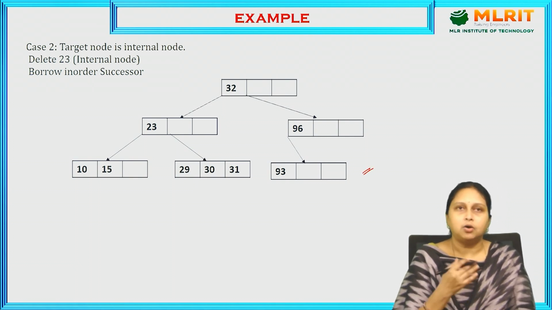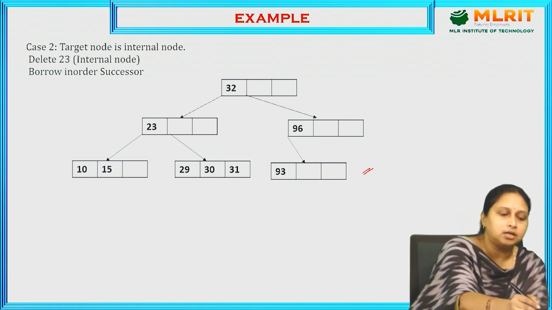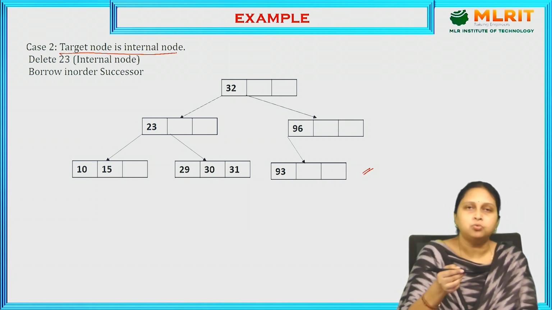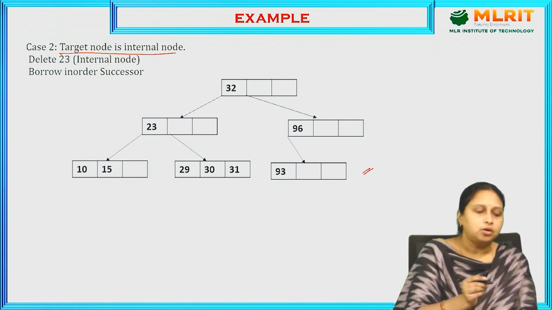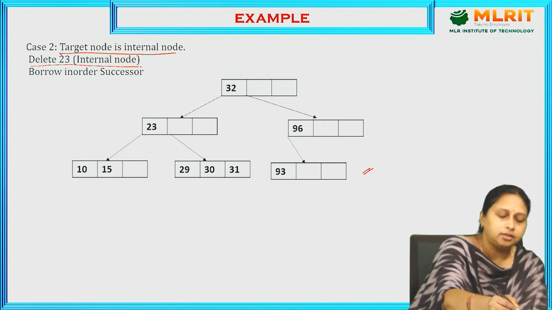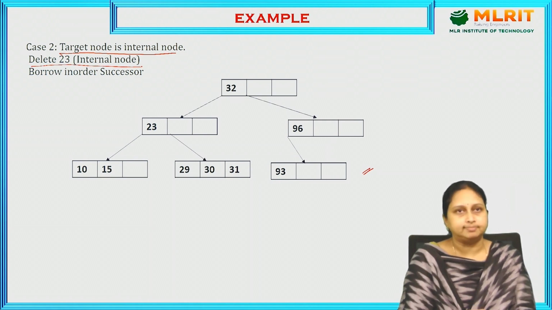Okay. Now, what is the other case? If my target node is an internal node, we have seen the leaf node deletion up to now. Now we are going to delete the internal nodes. I am going to delete the internal node 23. 23 is an internal node and 96 is also an internal node. If I am going to delete 23, what are the conditions we have?